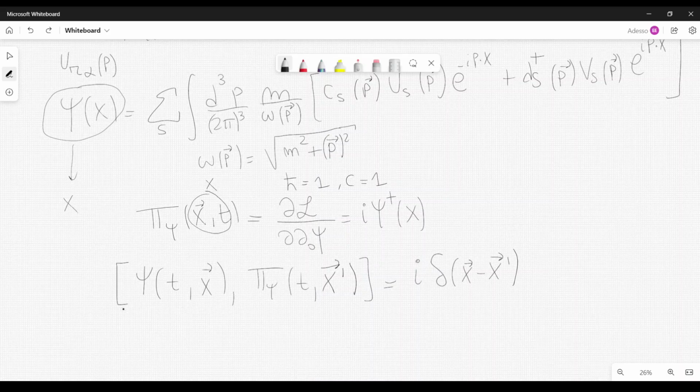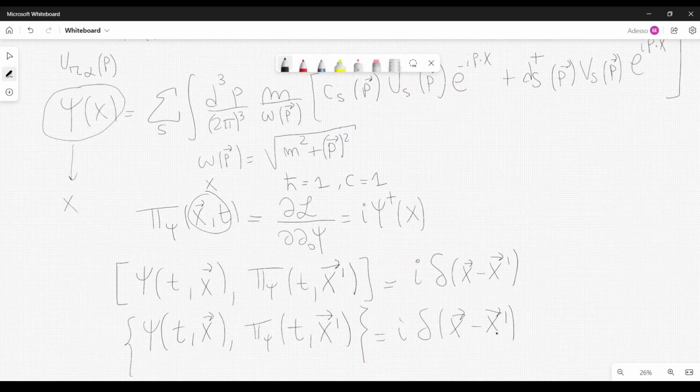But anyway, in this case, for the Dirac field, it is not possible to construct a relationship like this, because this is not good for spin-1/2 particles. This is good for spin-0 particles, or bosons, but for fermions, the relationship should not be this one. It can be shown that the correct relationship should be with the anti-commutator instead of the commutator. So we have the anticommutator of psi of t, x and pi psi of t, x prime equal to i delta of x minus x prime, like this.